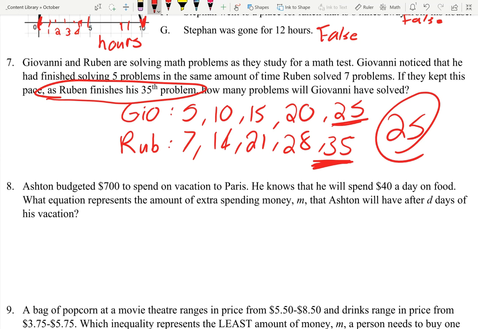So you see what I did there is I just kind of went up the constant amount. Gio's pace is 5 problems over that interval of time, and Ruben's pace is 7 problems over that interval of time. So once Ruben got to 35, Gio would have been at 25. So you see what I'm saying? So that's kind of how I would do that problem. It seems a little easier to iron out that way.